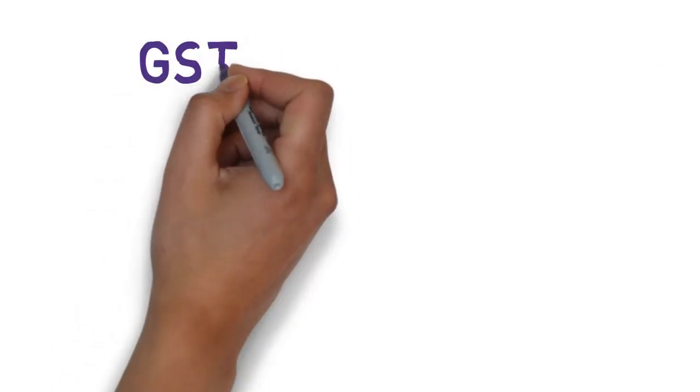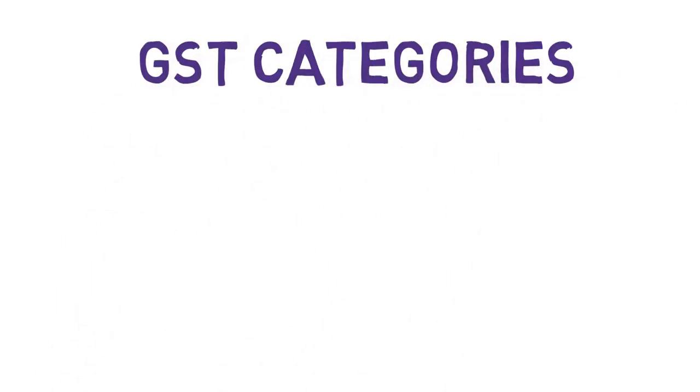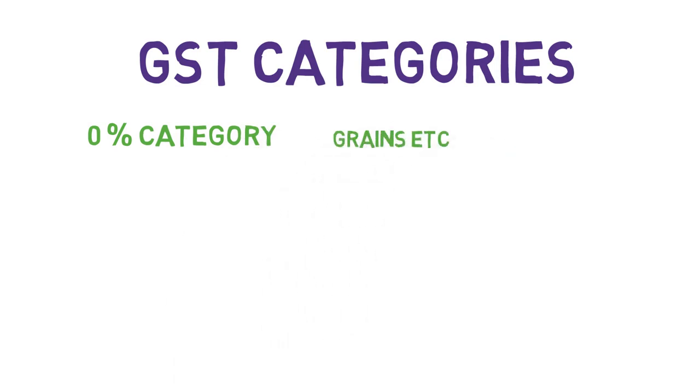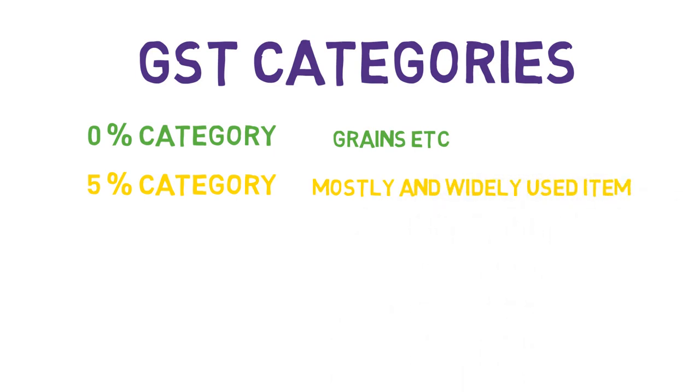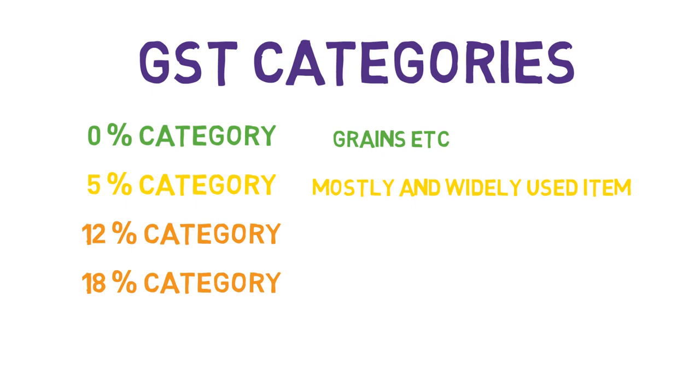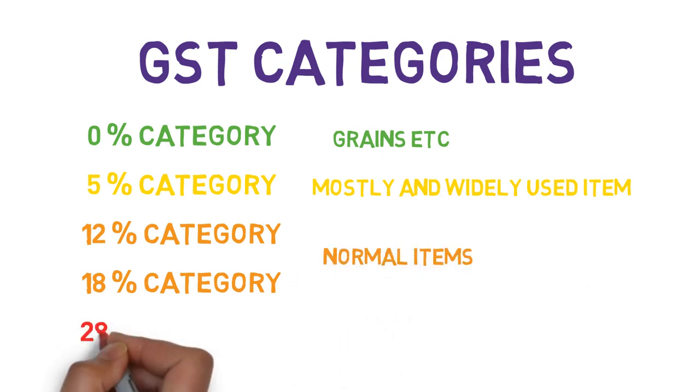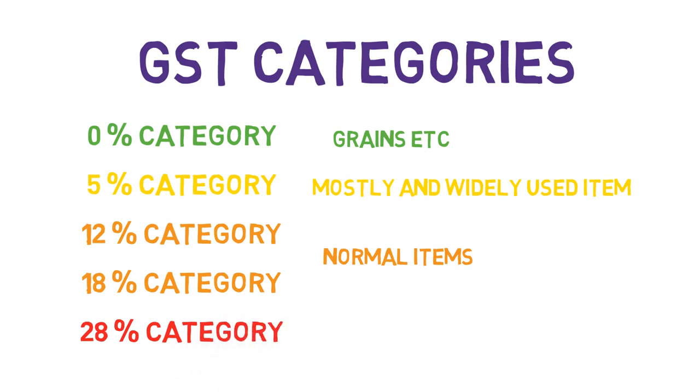We will also have 5 categories in GST in India. A 0% category, which will apply on food grains and so on. A 5% category, which will apply on mostly and widely used items. A 12 and 18% category, which will apply on items which are normally used. And a 28% category, which will apply on luxurious items.